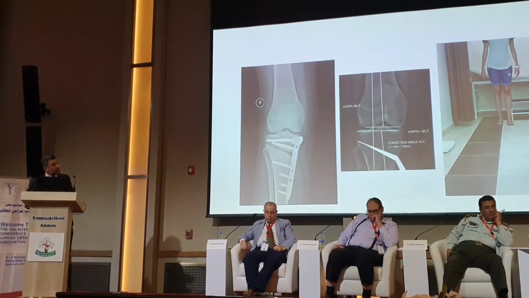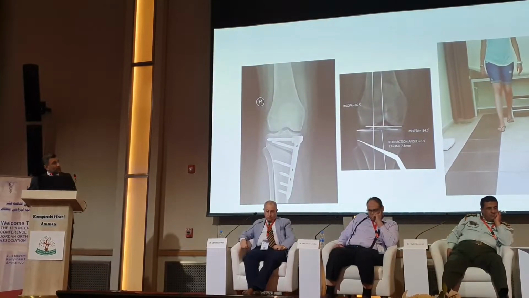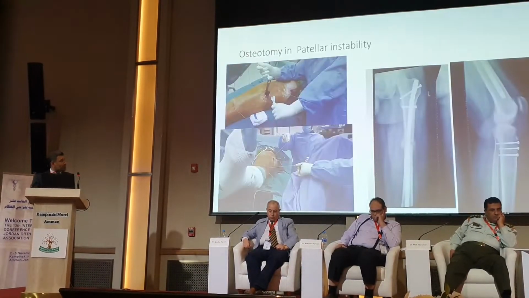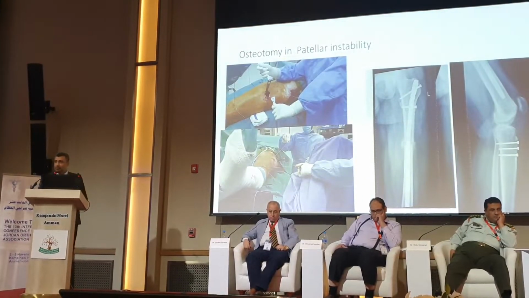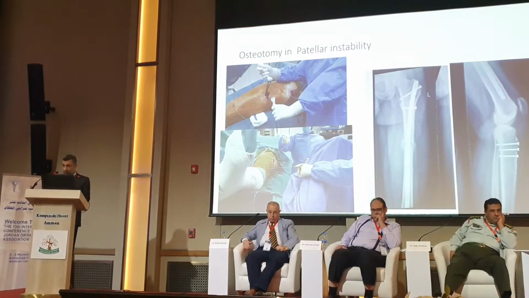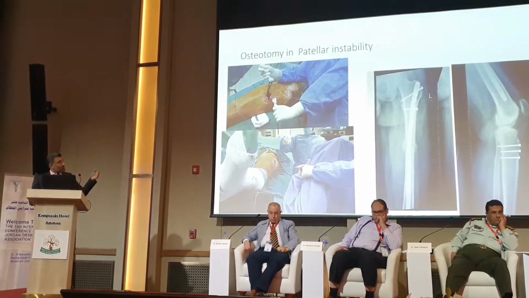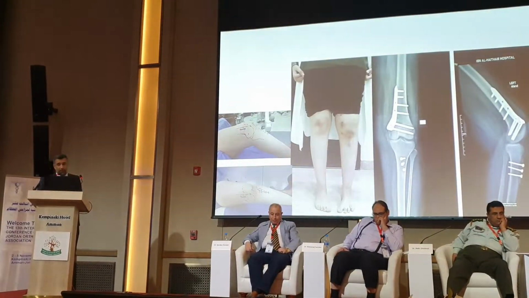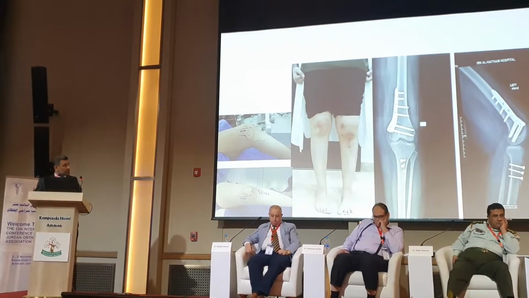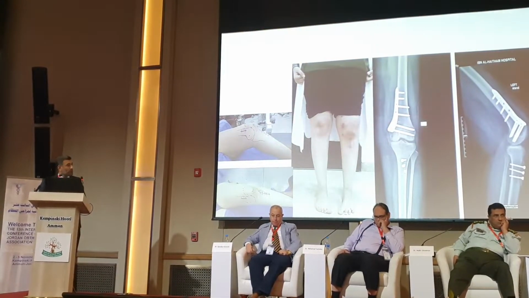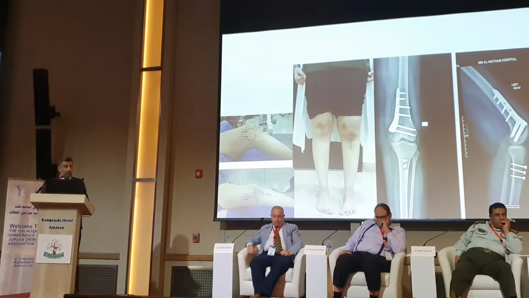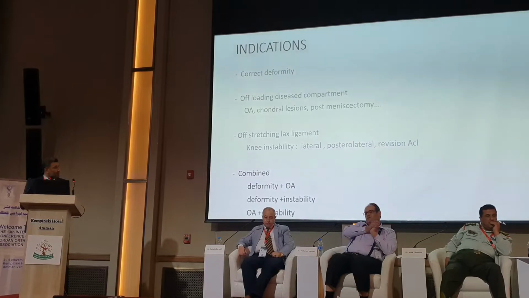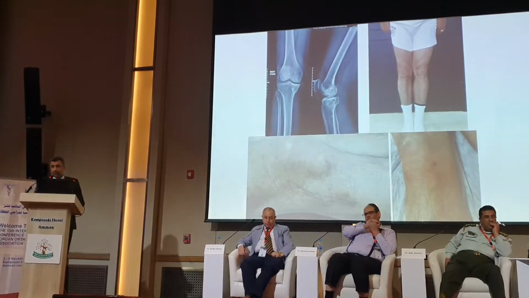And this is only 5 months after the operation. It's almost normal alignment and no more thrust. Okay, another indication is instability. This is in patellar instability. I think we have talked about that. So either rotational osteotomy or maybe distal femoral varus osteotomy, combined with or without tibial osteotomy. So there is a role for osteotomy in the treatment of patellar instability. And combined indication. Look at this case.